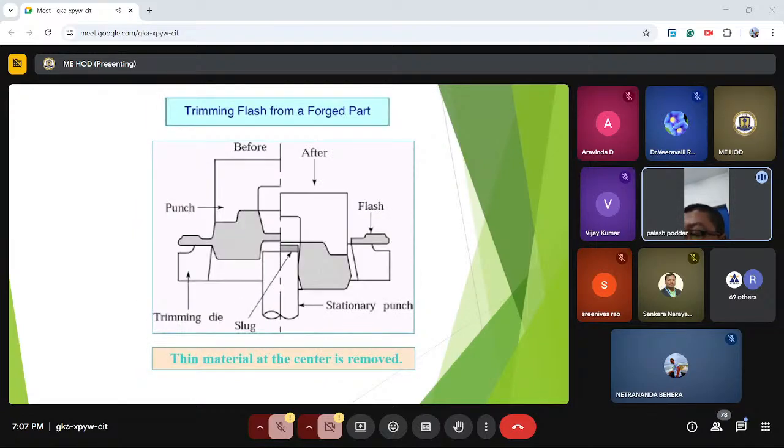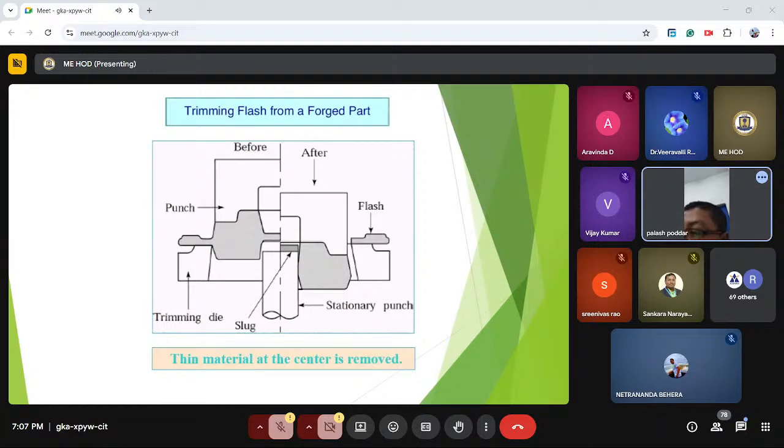Trimming flash from a forged part. So there will be a trimming die here. Thin material at the center is removed. You see, at the center there is a thin material on this side, and there is a stationary punch. From the top, the punch will be pressed down, and the small thin material, by definition, is called slug.